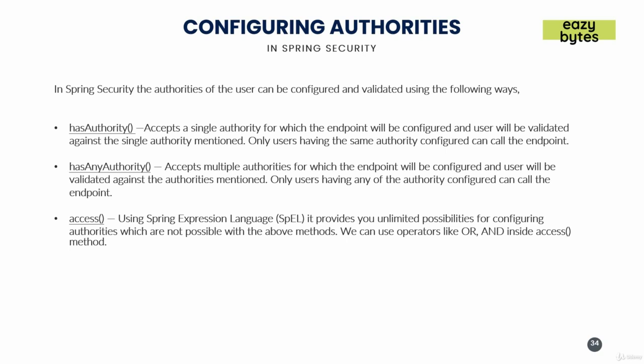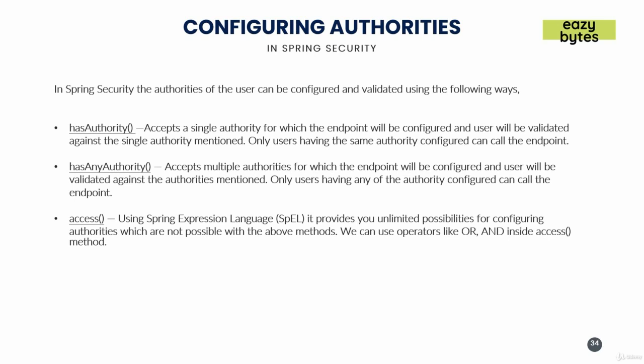In this video, let's try to see how to configure authorities for any application. There are many ways we can configure authorities inside the Spring Security Framework, a few of them using methods like hasAuthority, hasAnyAuthority, and the access method. The hasAuthority method will accept a single authority value for which the user will be validated, whether he or she has that authority. Then only they will be allowed to access that endpoint.